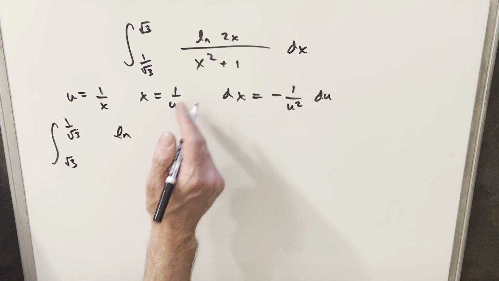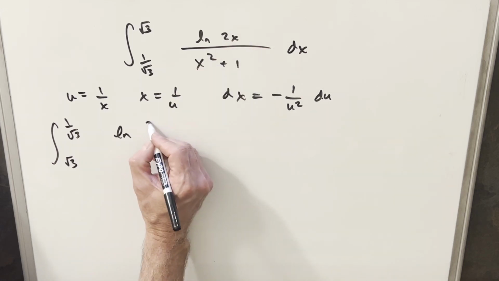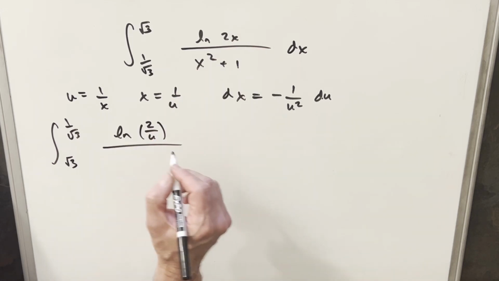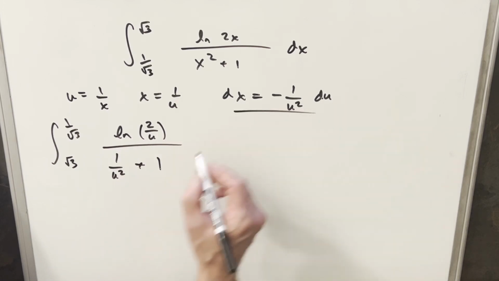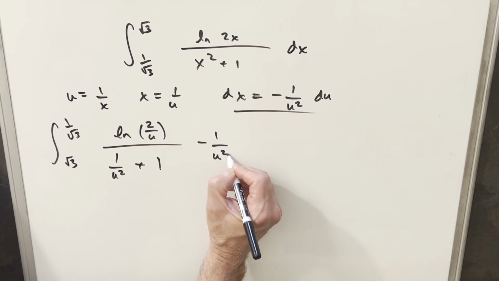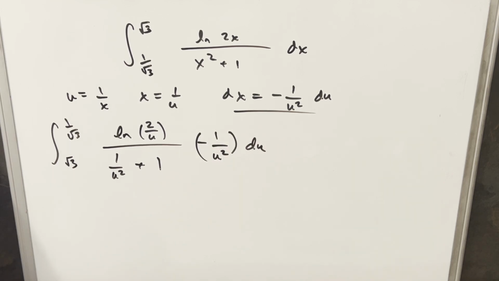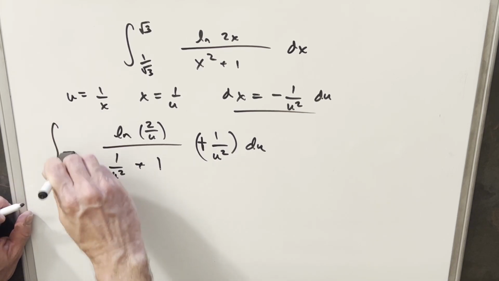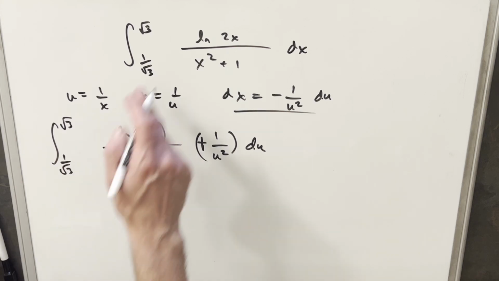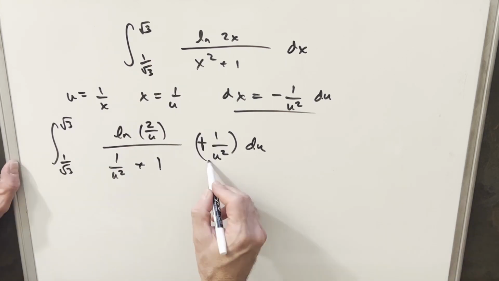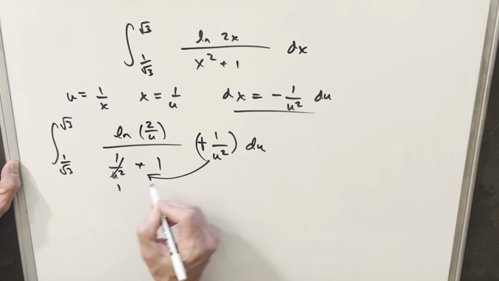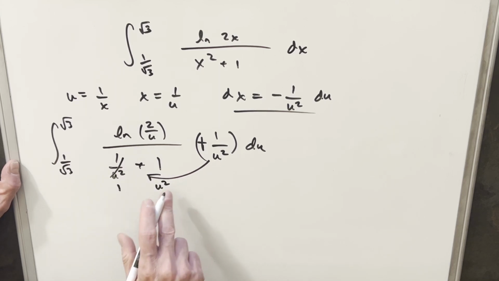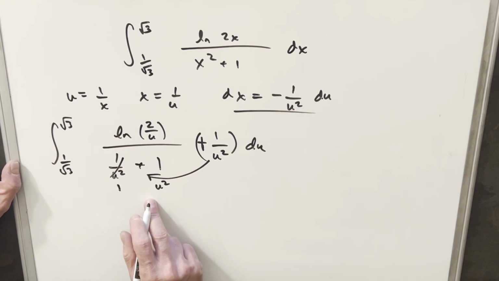Then we'll have natural log. For 2x, we plug in 1 over u, and we're going to have 2 over u here. Then for x squared, that's just going to be 1 over u squared plus 1. We'll use our dx value, which is going to be minus 1 over u squared du. I'm just going to use this minus sign to flip the bounds around. So we can swap the bounds, and now we're back to having our bounds the way they were. Let's distribute this in here. When we distribute a u squared in, this term's going to be 1, and this term's going to be u squared. So now our denominator is going to be u squared plus 1.